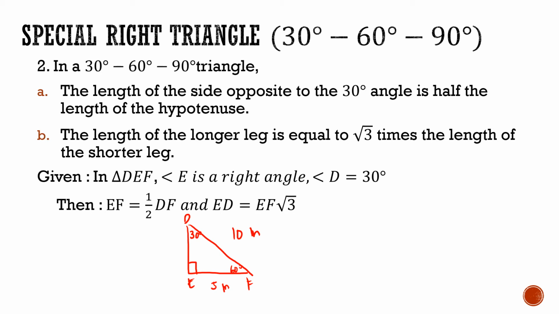Now, what is side DE? Side DE is the longer leg since that is the side opposite the 60-degree angle. According to the definition, the measurement of the longer leg is the measurement of the shorter leg times square root of 3. So if my shorter leg is 5, therefore, my side DE is 5 times square root of 3 meters.